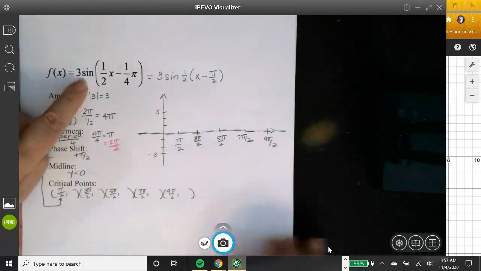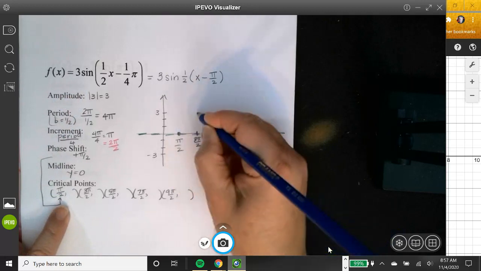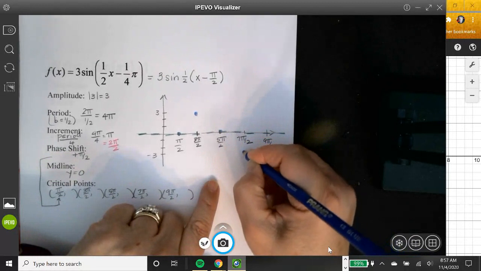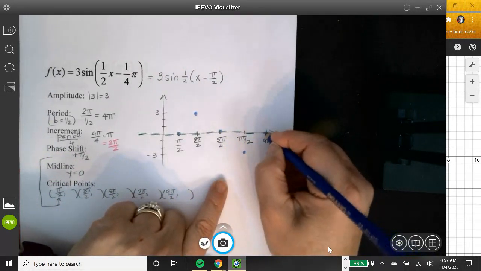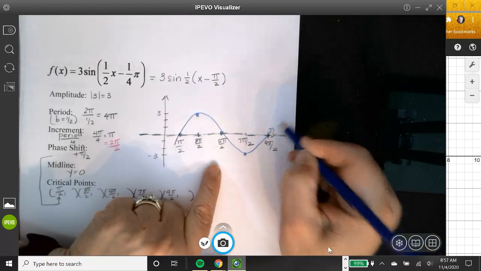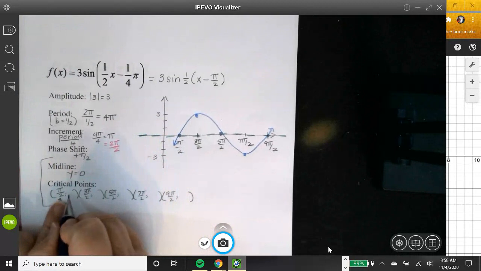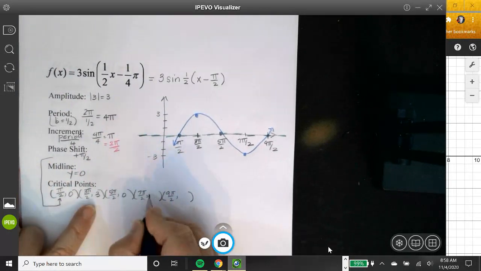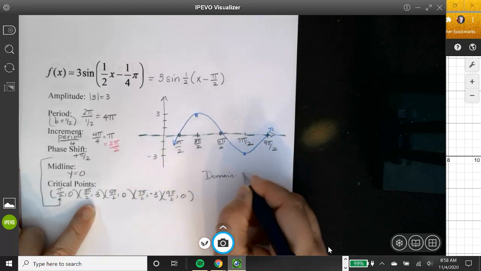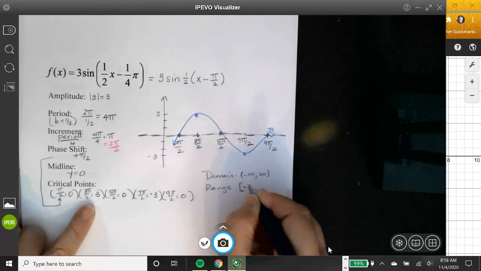Okay, our critical points. This is a sine curve, so it starts on the midline at my phase shift, which is pi over 2. We're going to go up in the amplitude, down in amplitude, back to the midline, down a full amplitude to the minimum, and then back to the midline, and we're going to connect our dots here. And let's take our y values off the graph here, and we get 0, 3, 0, -3, and 0. The domain is going to be all real numbers. The range will be -3 to 3.